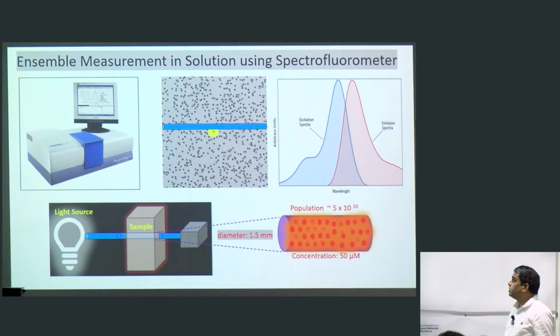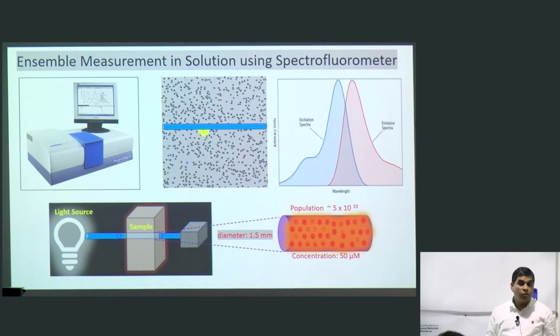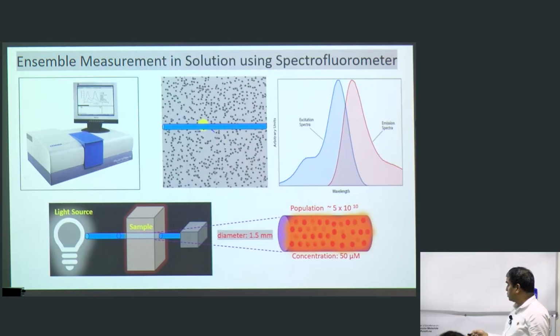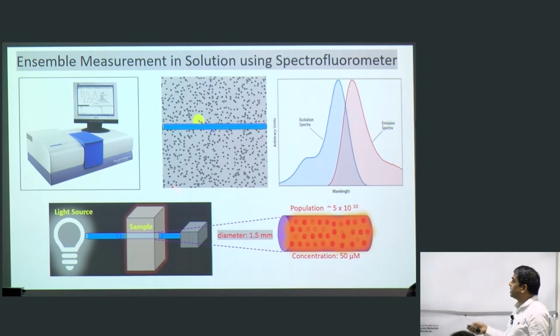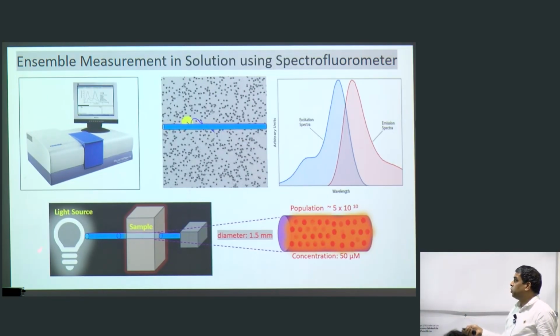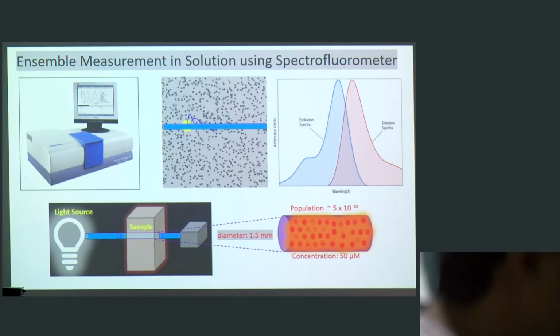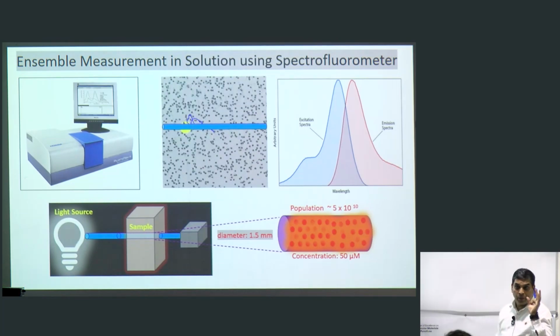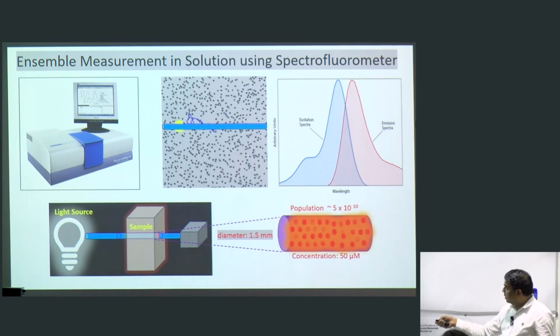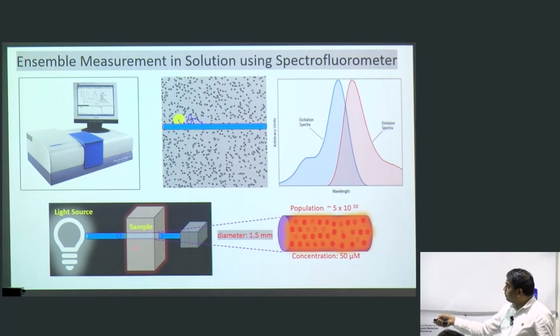Now if you go for a simple spectrofluorometer, whatever you are measuring in the lab, there are several types of spectrofluorometer. Whenever you shine the light from the spectrofluorometer, if I have the sample here, the light has a certain kind of diameter, let's say 2-3 millimeter. So it goes to the sample and there you have the detector.